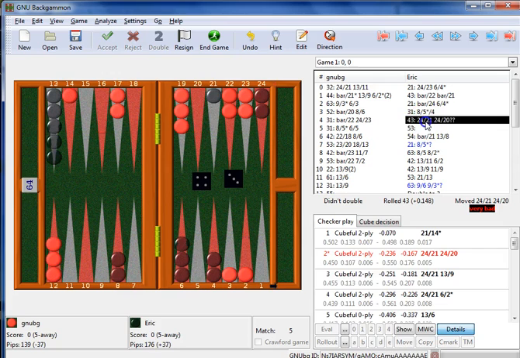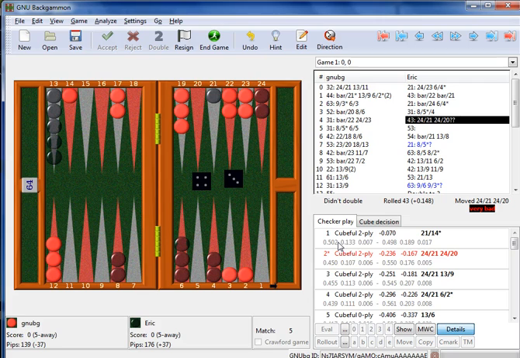Some of the other numbers in that window that I wanted to mention are in this row here. This row has 6 numbers in it. In order, they are your chances of winning the game, your chances of winning a gammon, and your chances of winning a backgammon. Then for your opponent, this is your chances of losing, this is your chances of losing a gammon, and this is your chances of losing a backgammon. So that's what those 6 numbers mean.